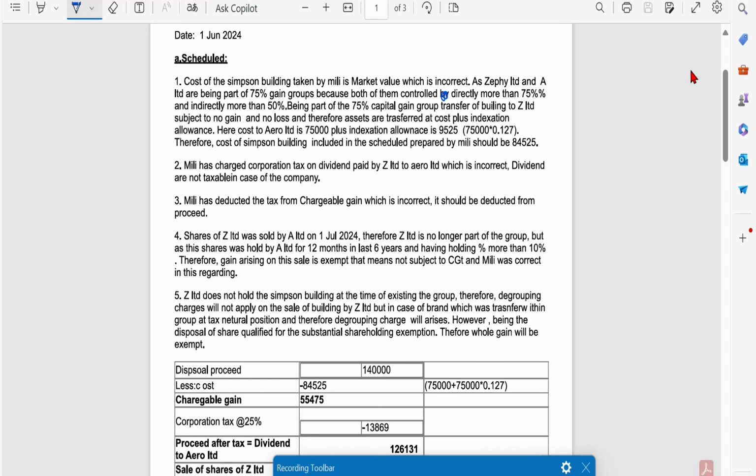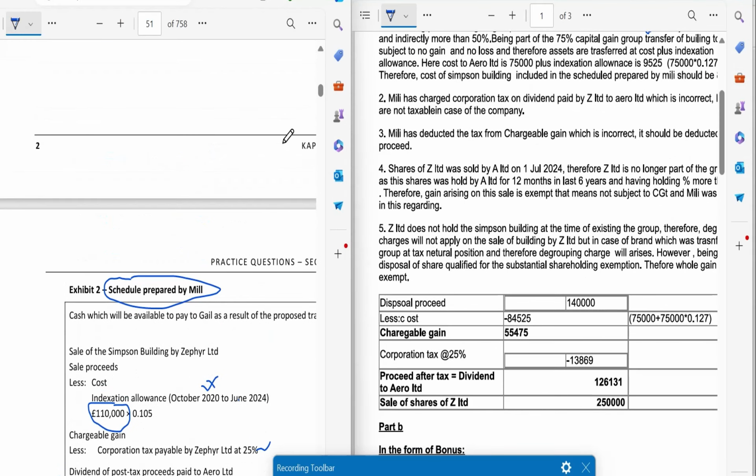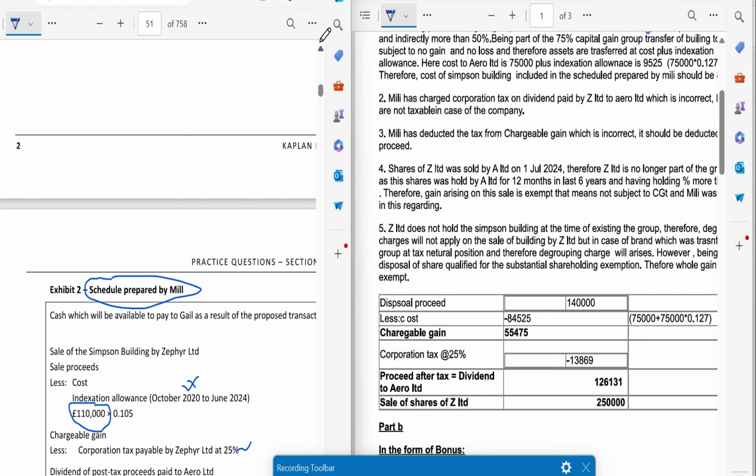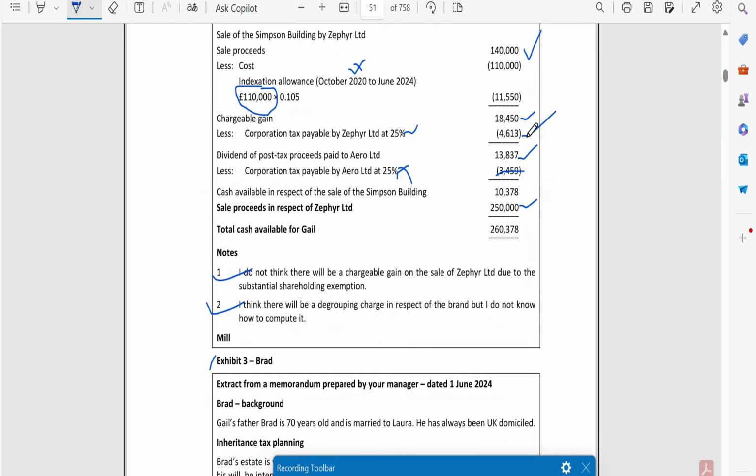This is what I discussed till now for this part of the requirement, and I guess it is not very difficult, an easy one, right? Again, in the second point I mentioned that the dividend included by Millie is incorrect, and the tax deducted is also wrong. One more point you can notice is that Millie has deducted this tax from the dividend profit, which is incorrect. It should be deducted from the 140,000, right? I have explained this in the answer.